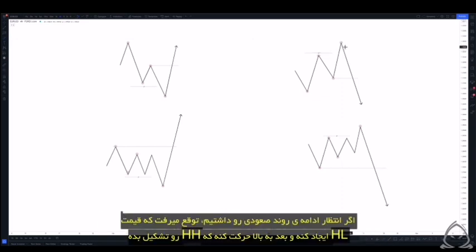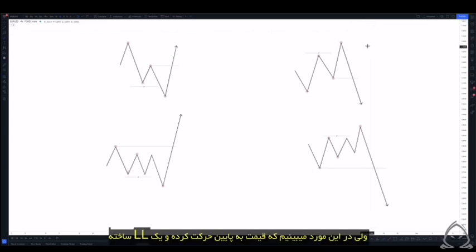If we were expecting to see an uptrend continue, we would expect price to form some sort of higher low and then price to move to the upside, which would then form our higher high. But in this case, what we end up seeing is price moving to the downside, creating a lower low. This lower low creates a change of character, and we're switching from bullish to bearish price action.